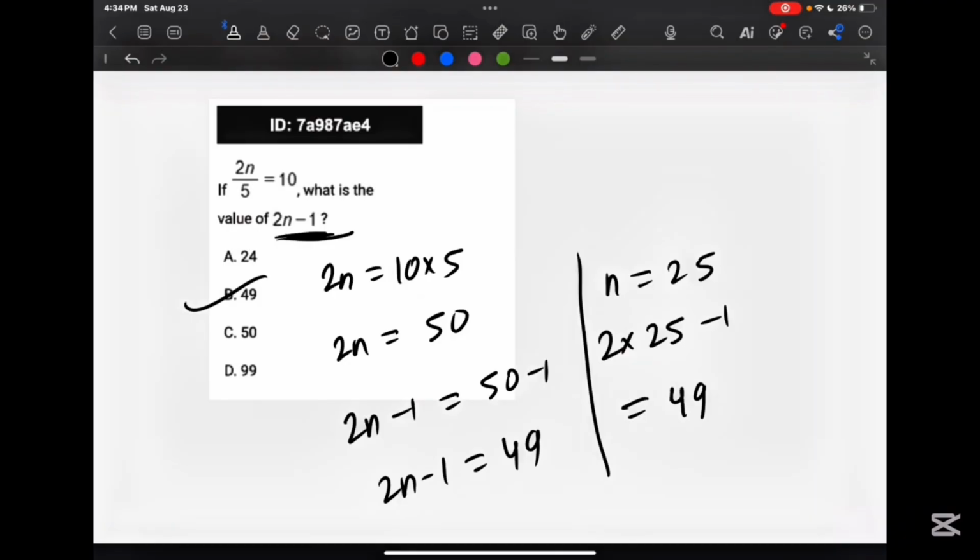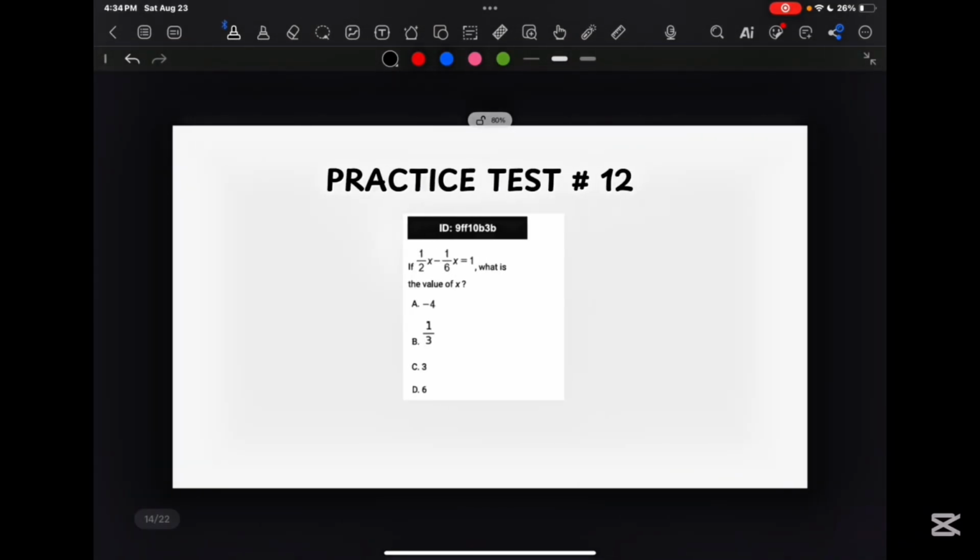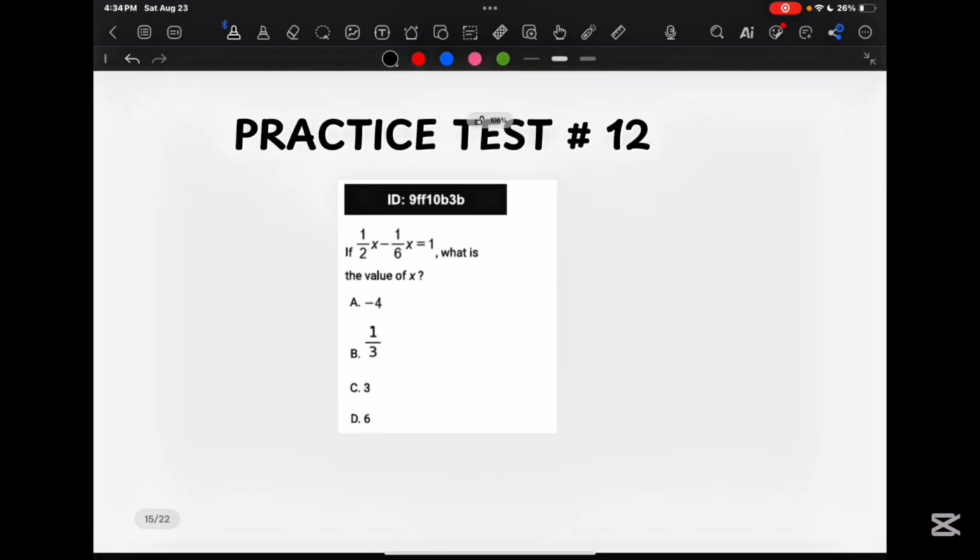Also, a lot of the times, the mistake that students make is that they find the value of n and they think that is the answer. So make sure you read the question carefully and you are finding exactly what the question is asking you to find. Okay.